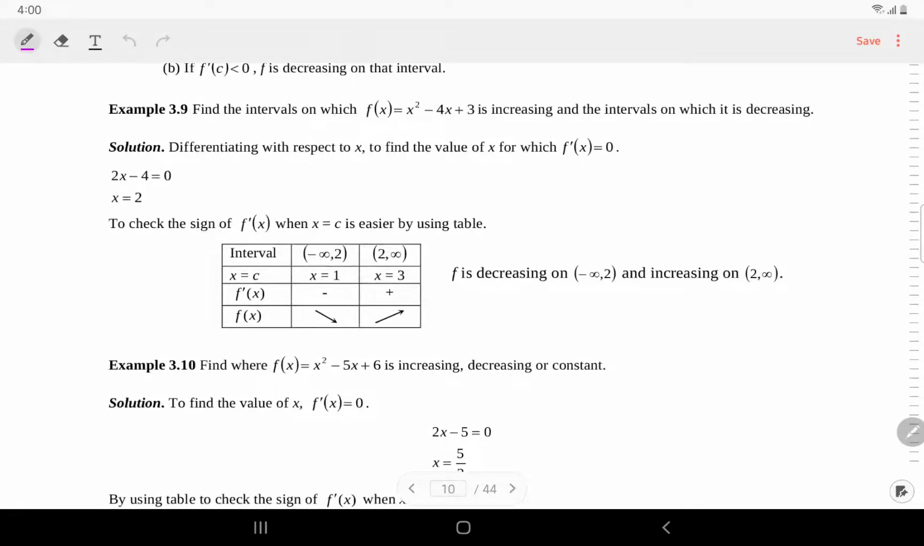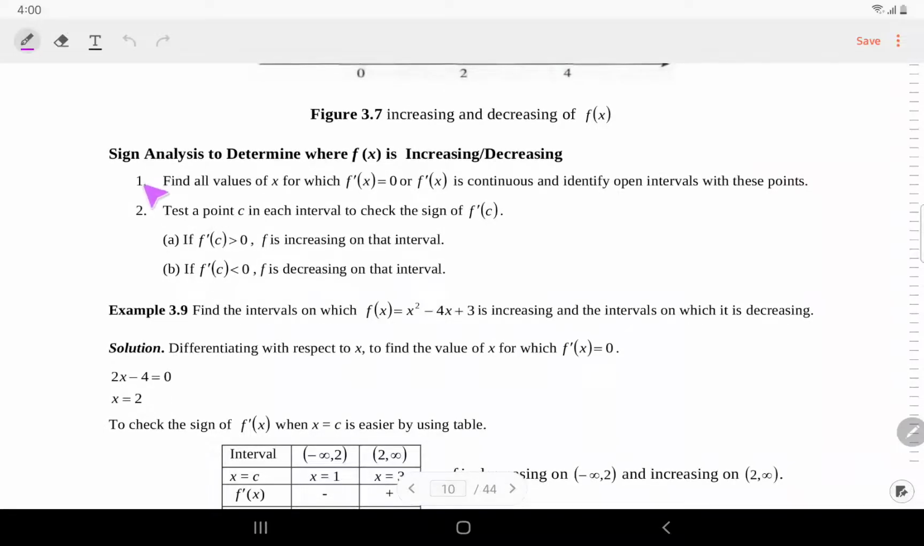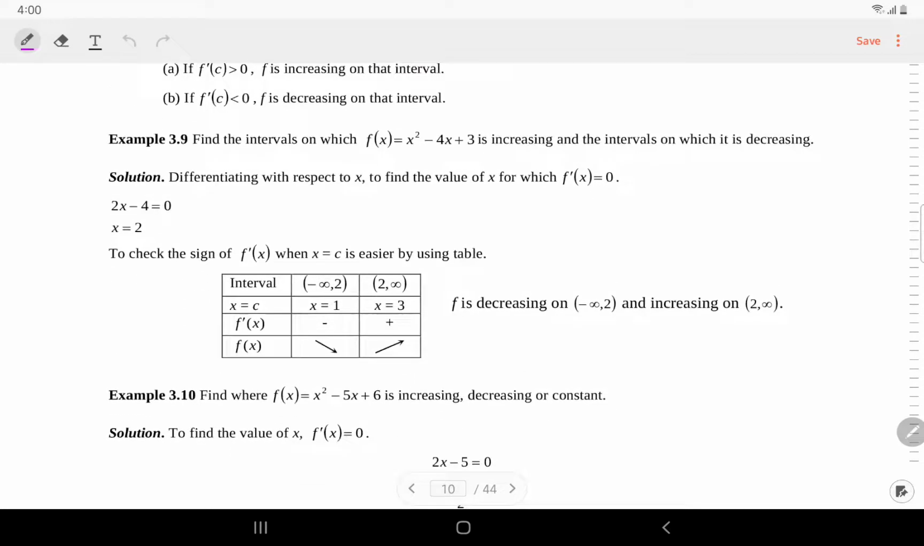Example 3.9. The question is to find the interval on which this function is increasing and the interval on which it is decreasing. This is the given function. So we need to find which interval is increasing and which interval is decreasing. First we need to find the intervals, using the first step. We need to set up f prime x equals 0.